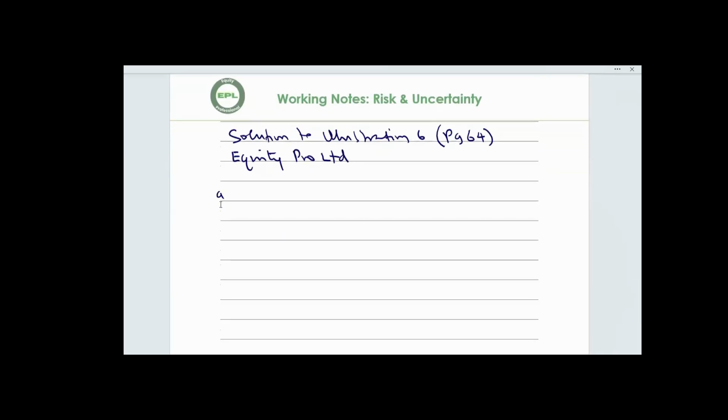Number A, we're asked to calculate expected NPV. So I would then say calculating expected net present value using expected value method.